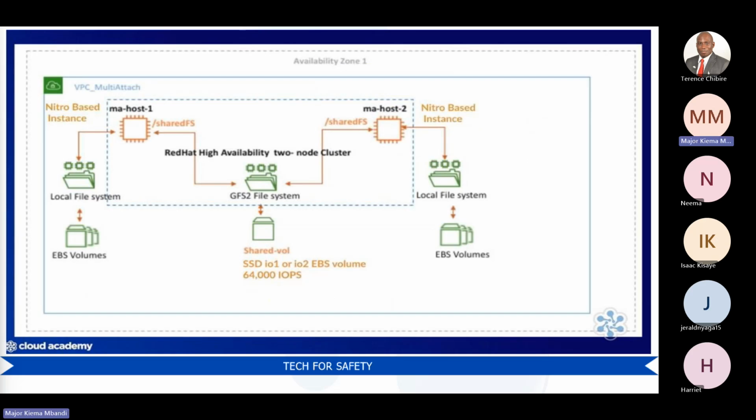So Nitro-based VPC, multi-attach, file system, EBS volumes, and then a shared volume, SSD IO1 and or IO2 EBS volume, up to 64,000 IOPS. Red Hat high availability two-node cluster, GFS file system, and also Nitro-based instance. Remember, Nitro-based instances are the ones which support EBS multi-attach, if I'm not wrong. And then you have the EBS volume.